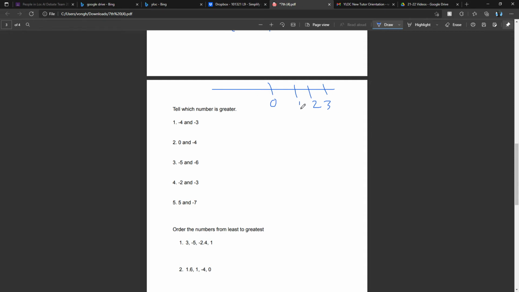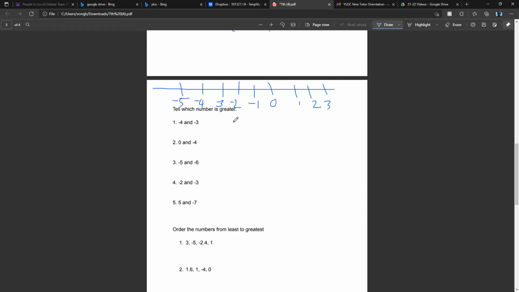But 1 is obviously less than 2. But when you go to the negative side, we have -1 and -2. -1 is greater than -2 because the greater numbers will always be on the right side, or closest to the right. So if we keep drawing out a number line, like we have -4, -5.